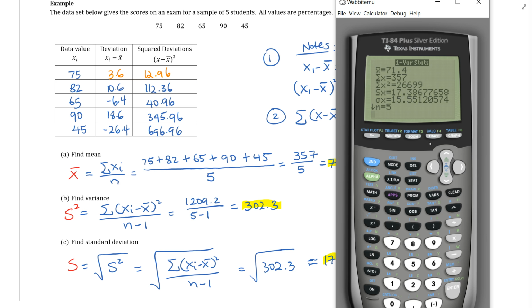Now if you go down the list, you see that you have n equal to 5, sample size 5, 5 data points, and you also see the minimum is 45. Q1, the first quartile, is 55, and the median is 75, which is the same thing as Q2, and then Q3 is 86, and also a maximum of 90. Right, so the one-var stats is pretty useful in finding statistics for your data set.